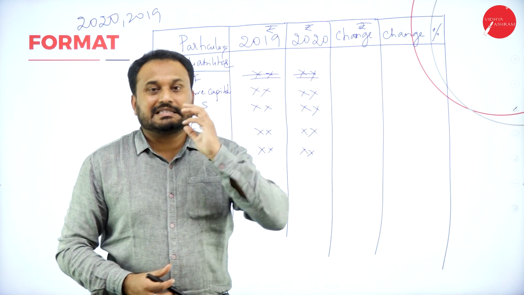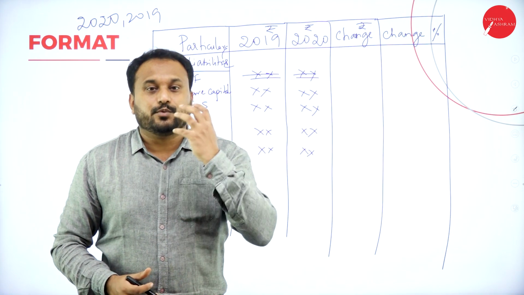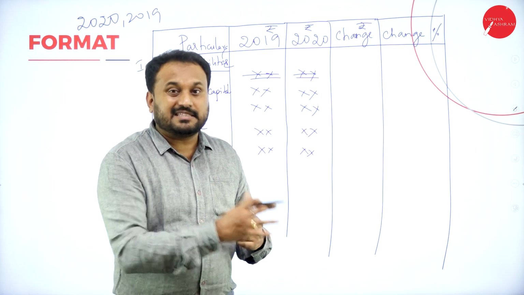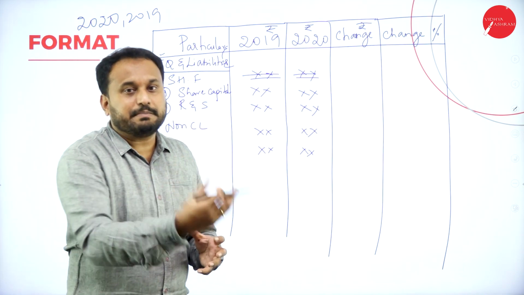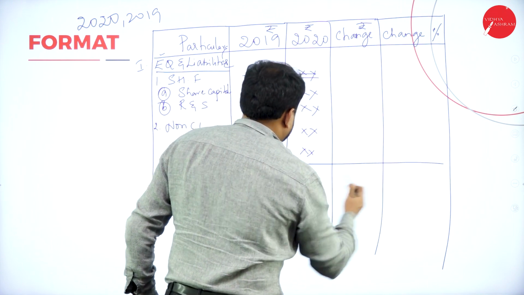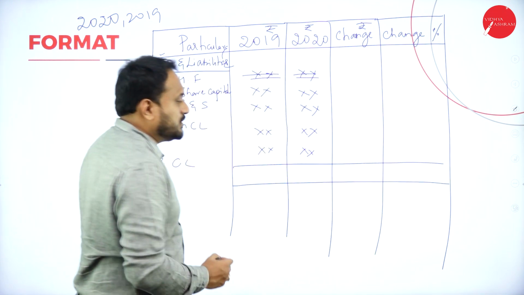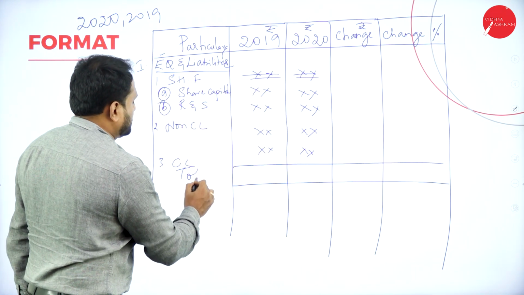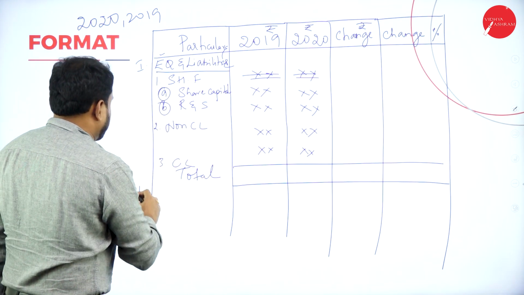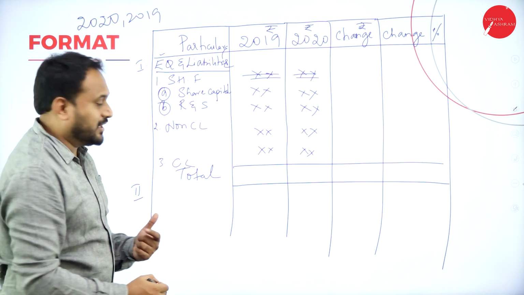Now what exactly current liability is? That means within 1 year or within the time what they have given, less than 1 year, you are supposed to pay them back. That is called current liabilities. After that, you total it. Put here total. After that, this is the first one. Next we have second one. The heading is what?